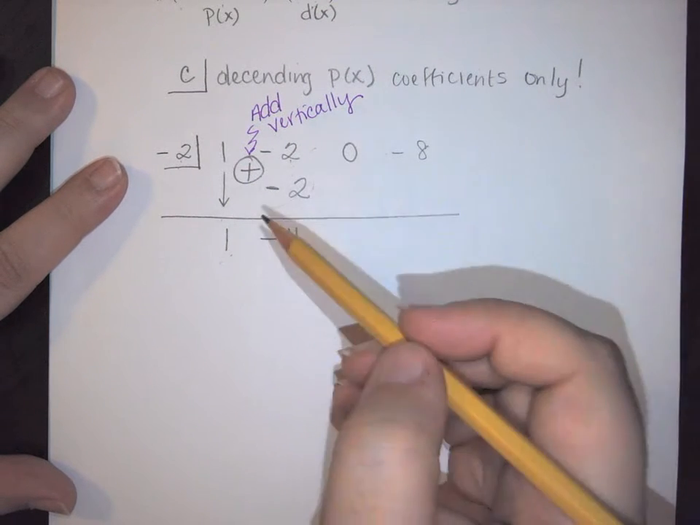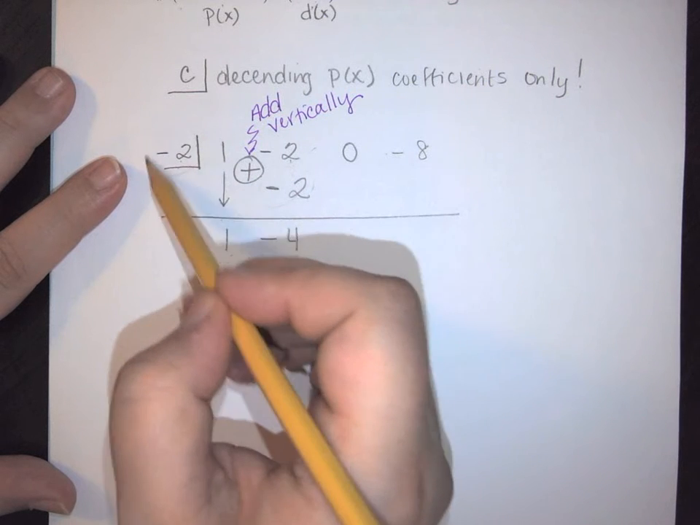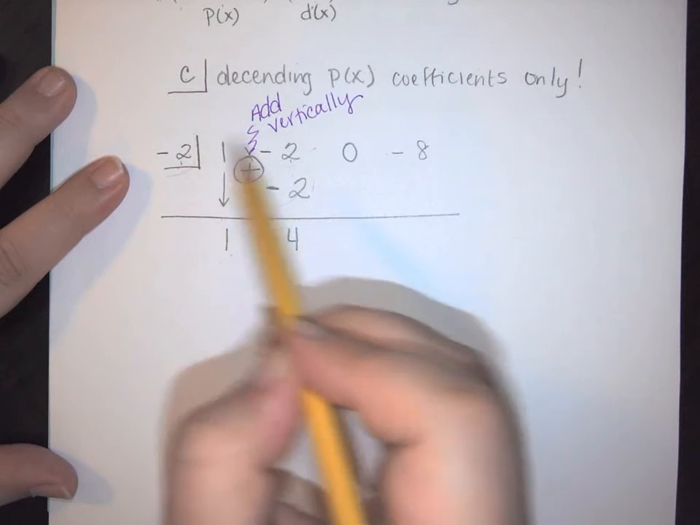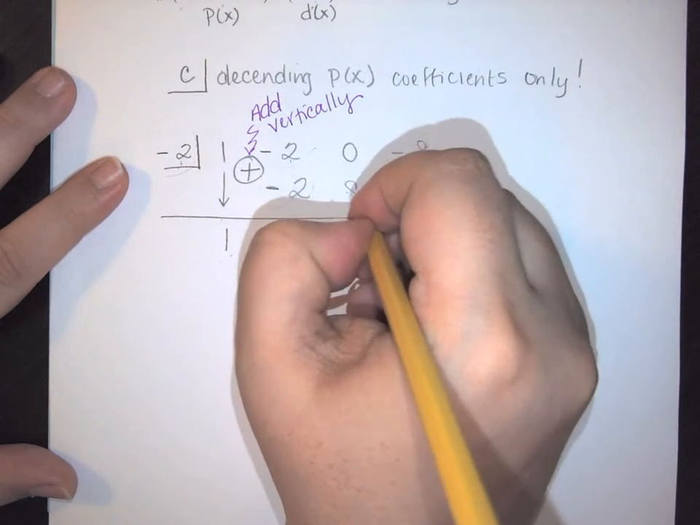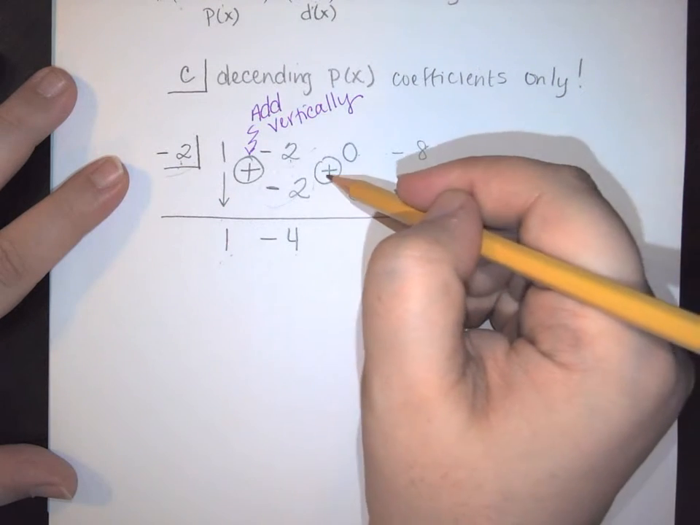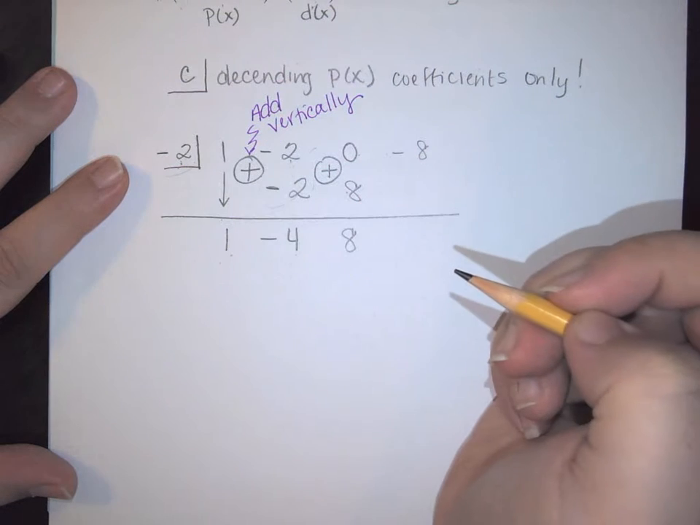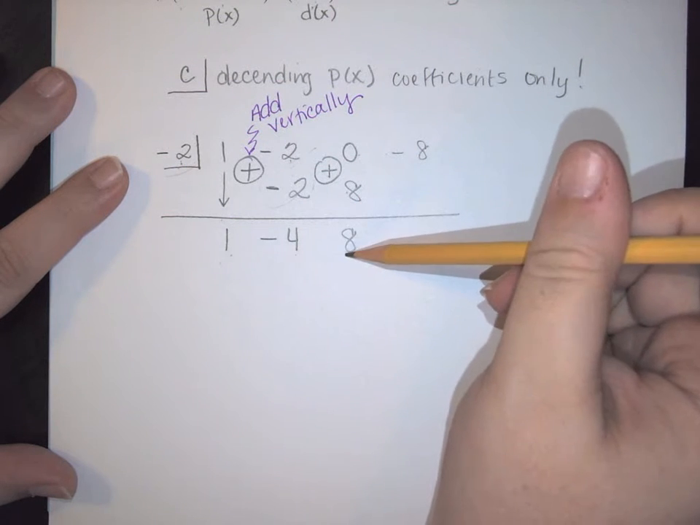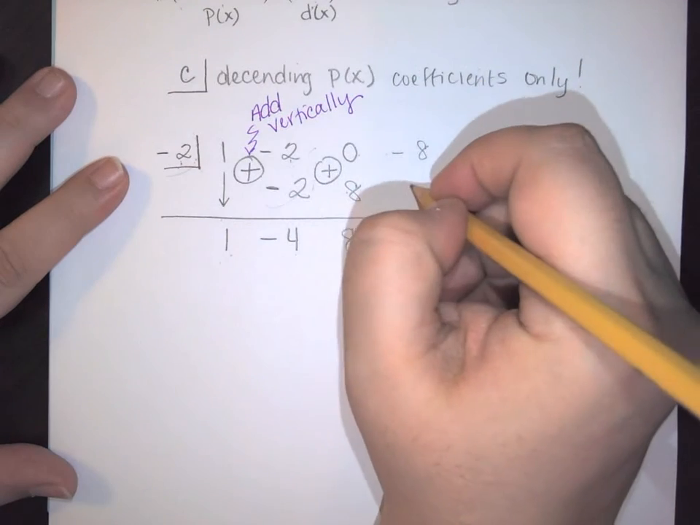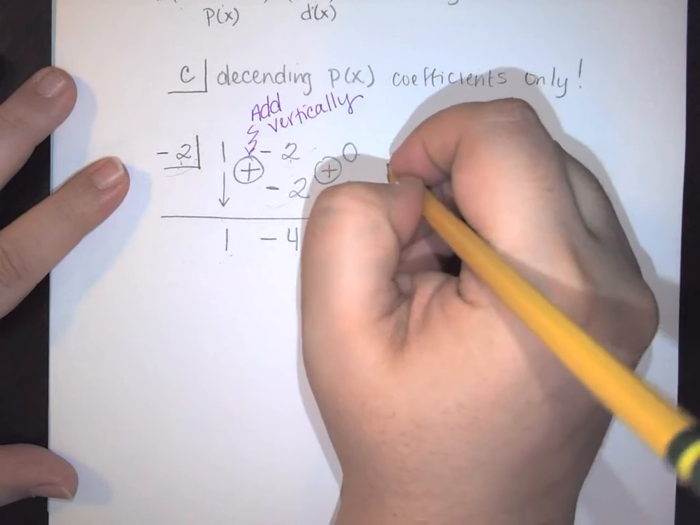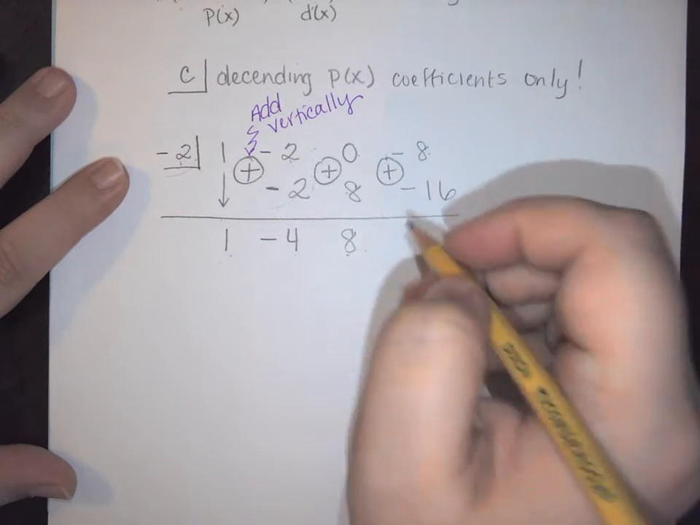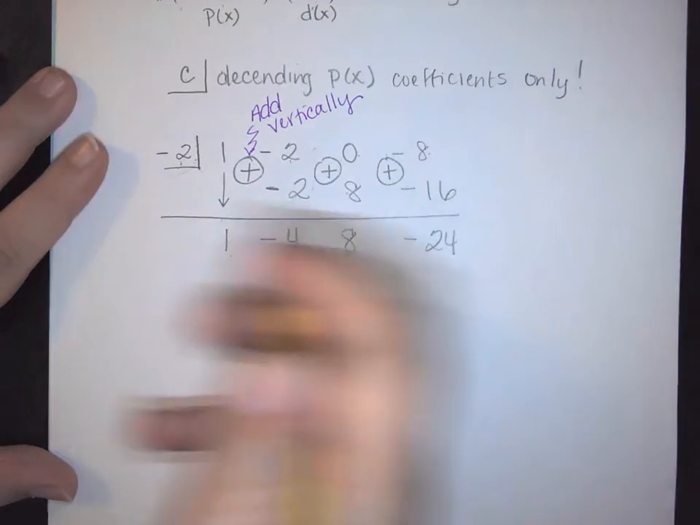Now I'm going to repeat. Negative 4 times the box, so negative 4 times negative 2 is 8. Put it underneath the next column. Then I need to add the two together: 0 plus 8 gives me 8. Repeat: 8 times negative 2 gives me a negative 16. Then I add them down, so negative 8 plus a negative 16 is a negative 24.